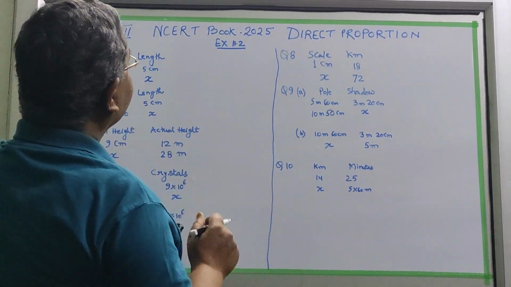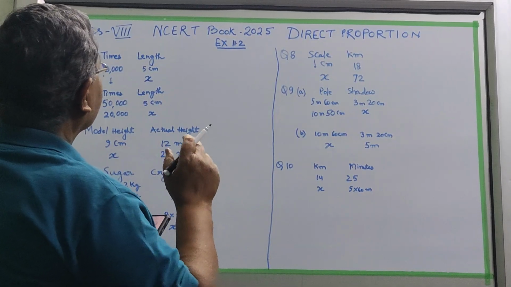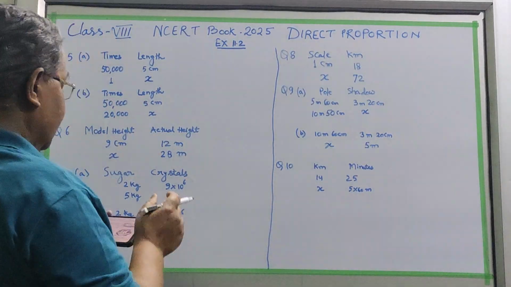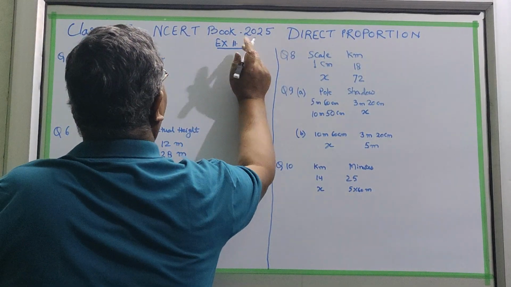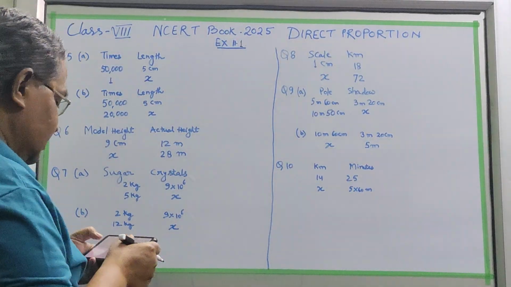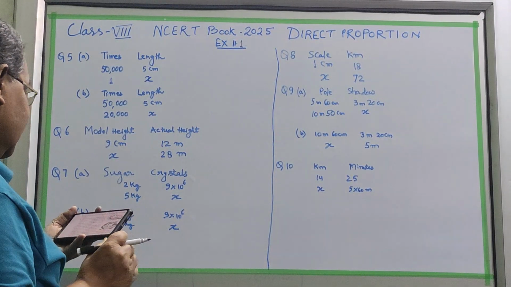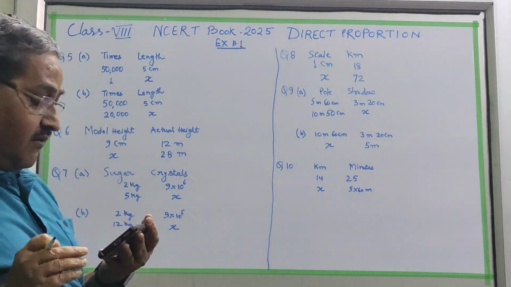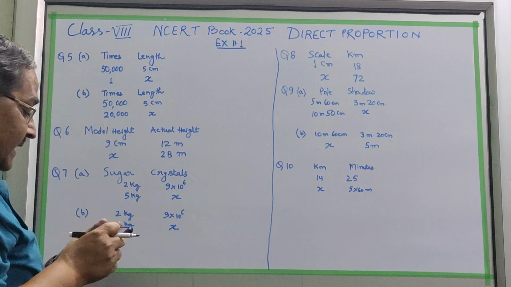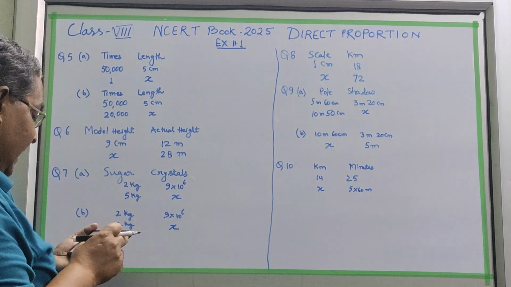Now, in our previous video, we discussed the direct proportion questions up to question number 4. Now here again, in this exercise, we are going to solve the 5th question. As per the book, the 5th question is: a photograph of a bacteria enlarged 50,000 times attains a length of 5 centimeter as shown in the diagram.